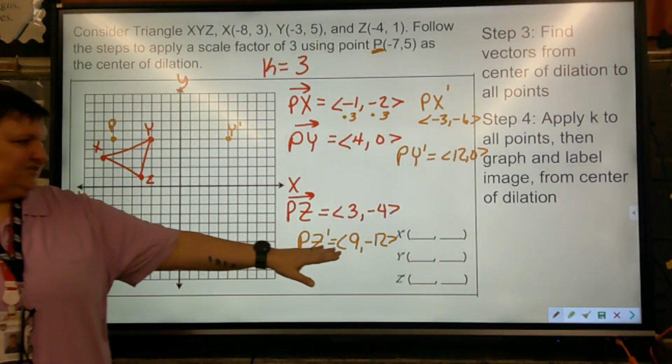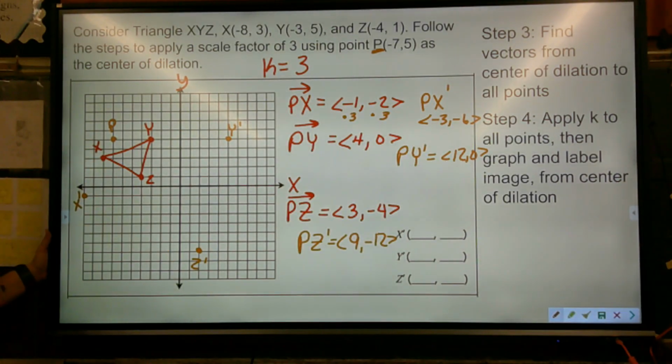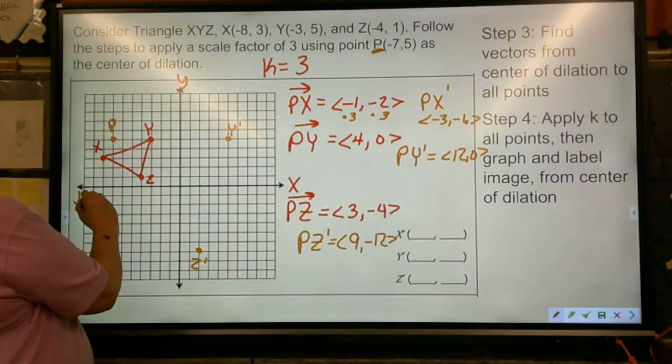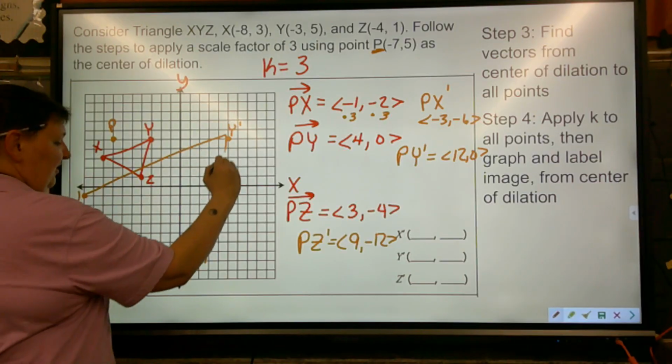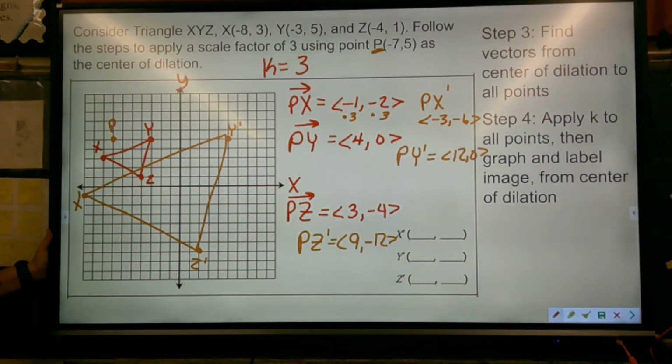Because we were still in the vectors, we started at P, which is our current center of dilation. That's our new center of dilation. So X to Y to Z is 3 times as big. We increased its size 3 times.